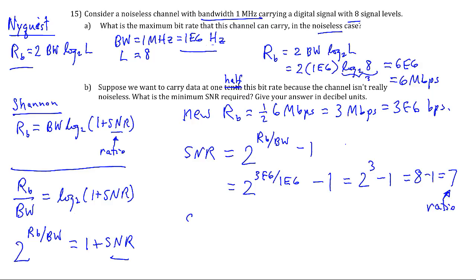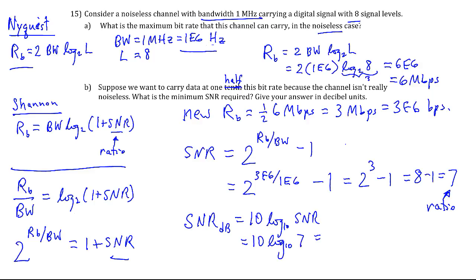Now we're going to convert the SNR into decibels by taking 10 log base 10 of the SNR as a ratio. So it's 10 log base 10 of 7. I guess I'll do that on the calculator. 10 times log of 7 equals, now I got the log base 10, yeah, log base 10. Okay, so I'm at 8.45 dB.